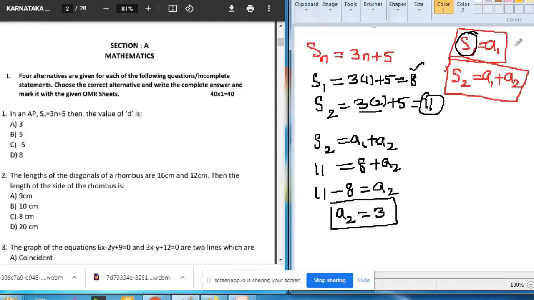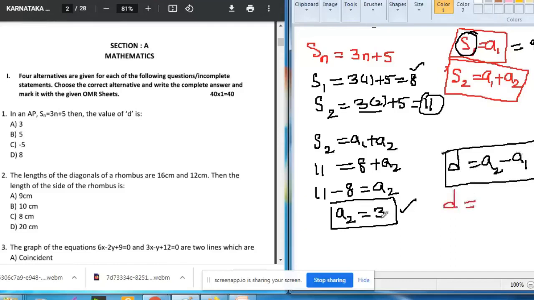I know A1, which is 8, and I know A2, which is 3. In the question they are asking to find D. We all know that D value is A2 minus A1. D is equal to A2, we got it as 3, and A1 we got it as 8. So 3 minus 8 value is minus 5. Correct option for this question is minus 5.